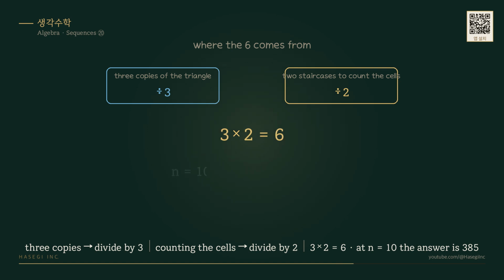Try 10. 10 times 11 times 21, divided by 6 is 385. Adding the squares from 1 up to 10 gives 385.